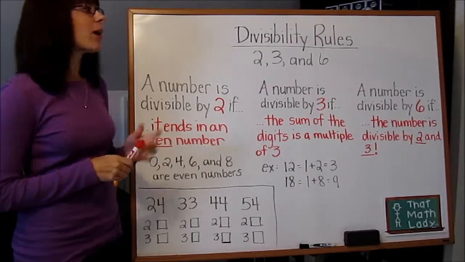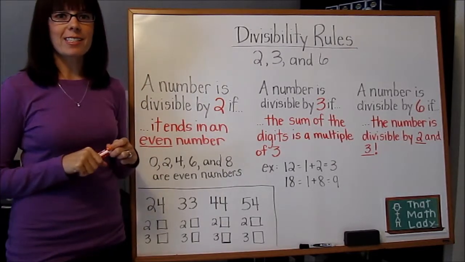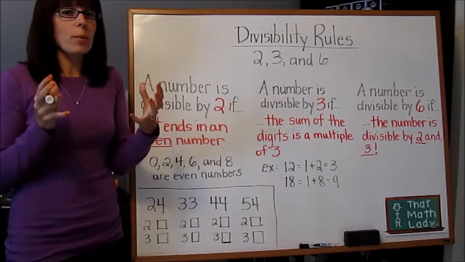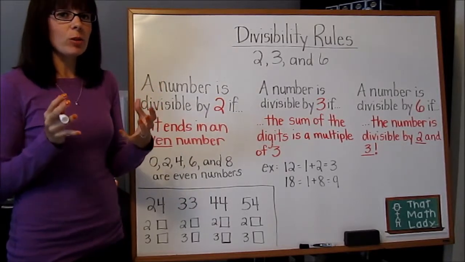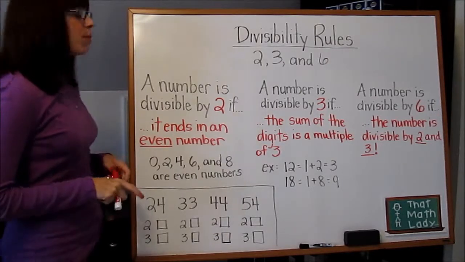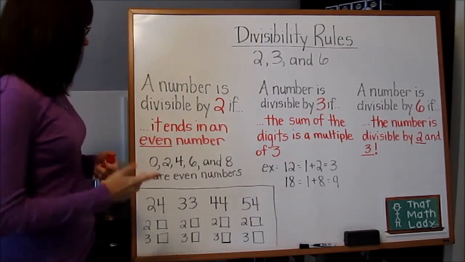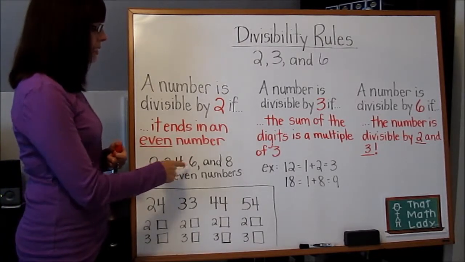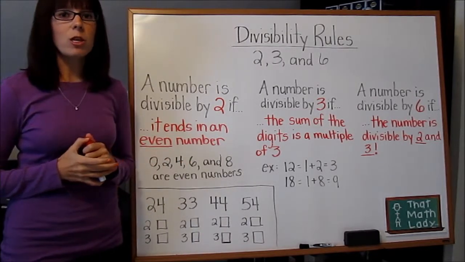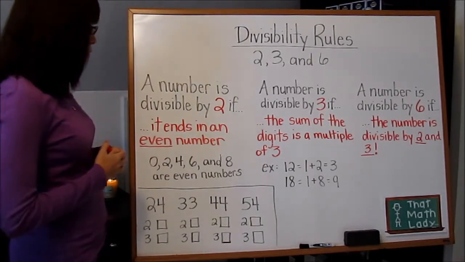Okay, so we're going to talk about the divisibility rules for the numbers 2, 3, and 6. And I always group these three numbers together when I think of divisibility rules, and I'll share with you in just a moment why. If a number is divisible by 2, you know that it ends in an even number. So 0, 2, 4, 6, and 8 are even numbers. So if a number ends in one of those, you know it's automatically divisible by 2.